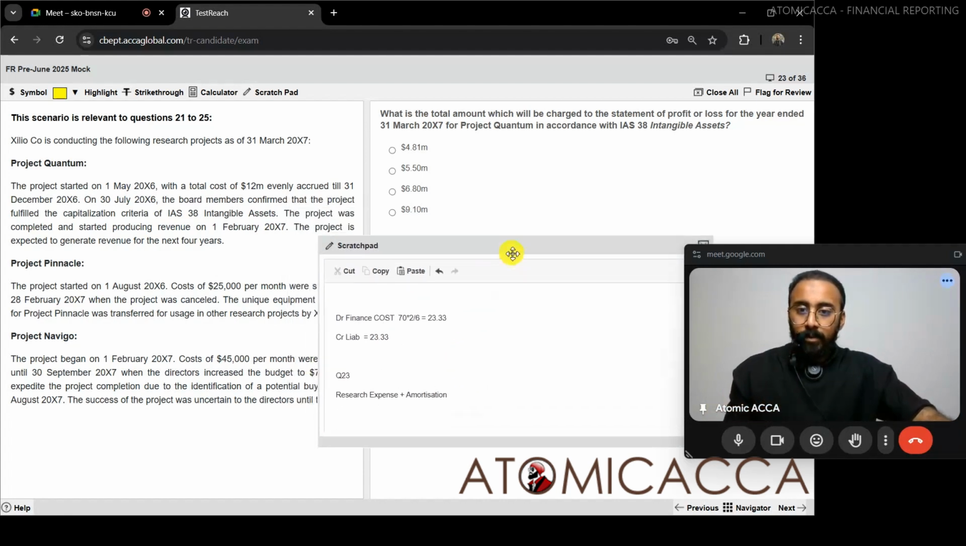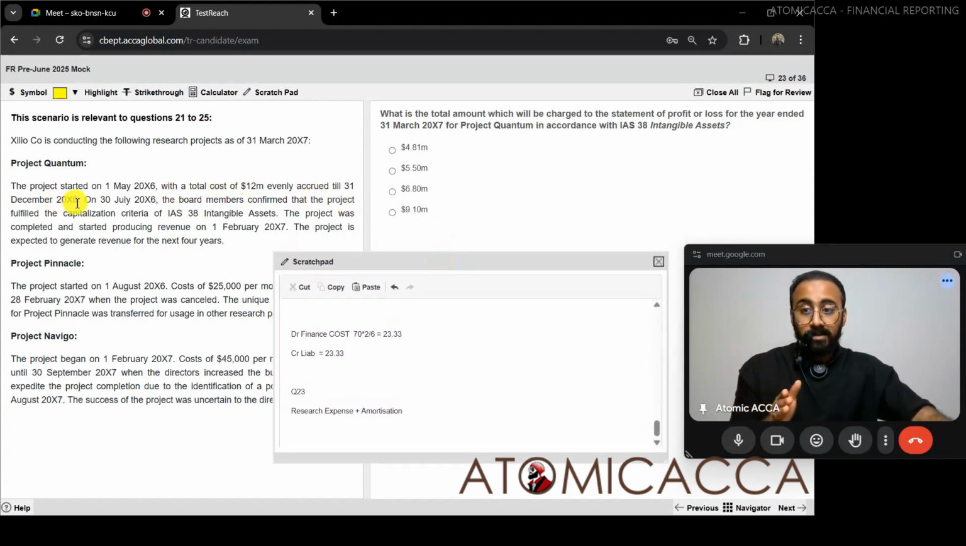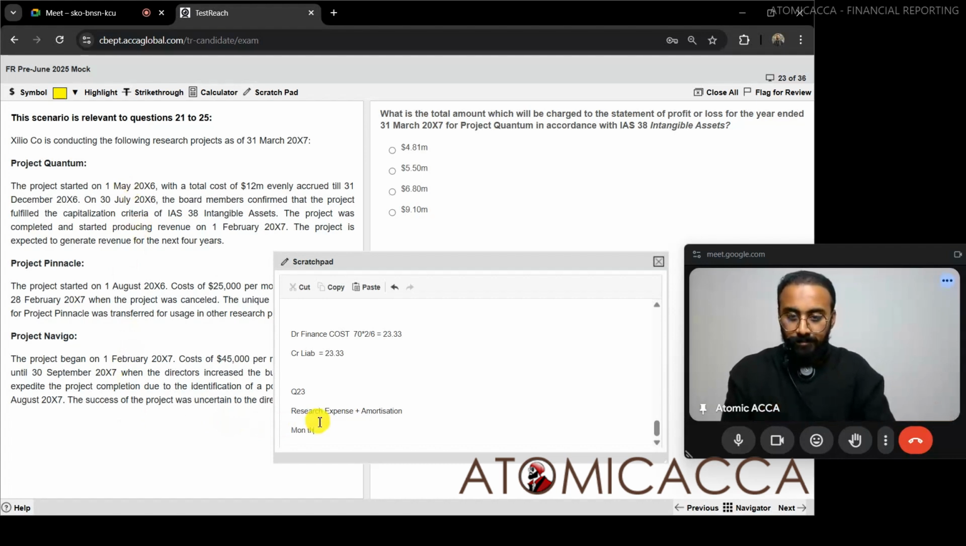Now, what was the total cost that was incurred? 12 million, and it was accrued evenly until 31st December X6 from when? From 1st May onwards. So May, June, July, August, September, October, November, December. So for 8 months, 12 million was accrued evenly. So what was the monthly expense? Monthly expense will be equal to 12 million divided by 8. How much will that be? 1.5.